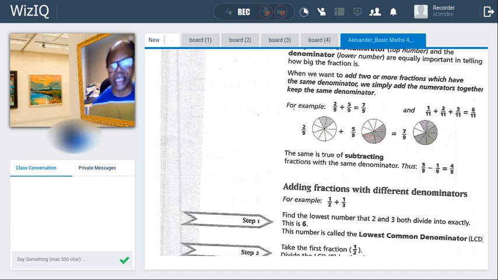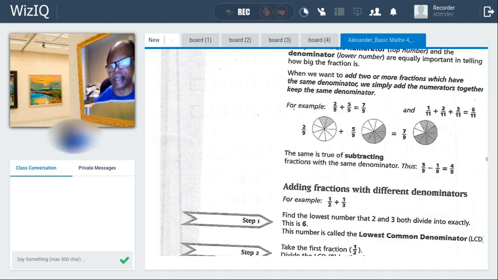If we add these, we add the 2 of this plus the 5 of this, which gives us 7. So we shade 7 out of 9. The same is true if you are subtracting. As long as the denominator is the same, all you need to do is subtract the numerators. So 5 over 9 minus 1 over 9: 5 take away 1 gives 4 over 9. That's all.